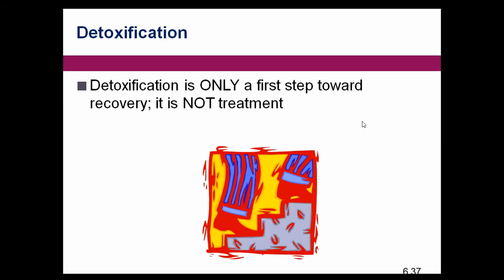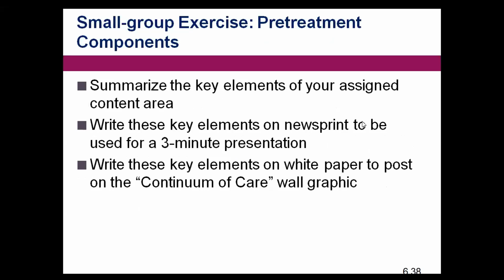Detoxification is only a first step toward recovery, but it's not treatment itself. As I said, it cannot treat all the social, psychological, and behavioral symptoms that have come along, or consequences of addiction. So you need to do other psychosocial interventions to be able to manage those. And then there's a small group exercise for us here, pre-treatment components. Can anyone remind us about what the pre-treatment components are?